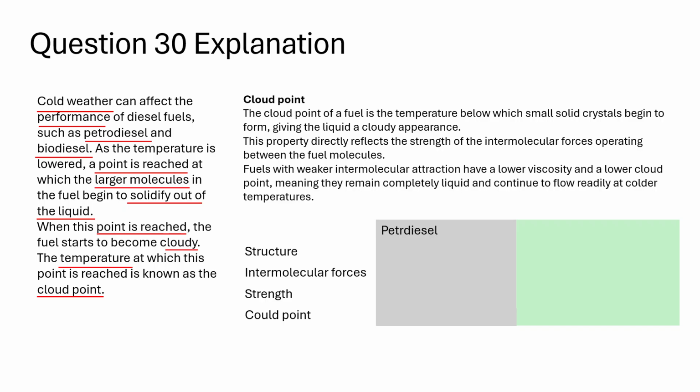Structural and chemical comparison. Petrodiesel consists predominantly of non-polar alkanes. The only intermolecular forces present between these straight or branched chain hydrocarbons are relatively weak dispersion forces. As a result, petrodiesel requires much lower temperatures to solidify, giving it a low cloud point and superior flow properties in cold climates.